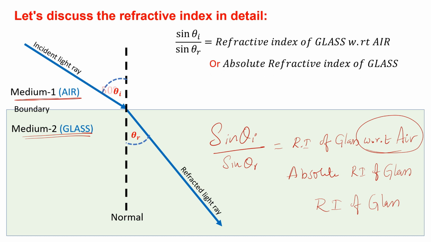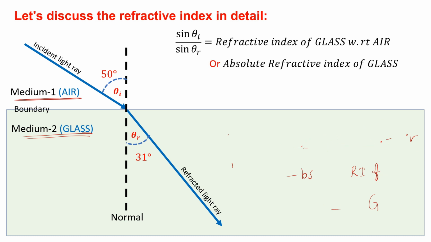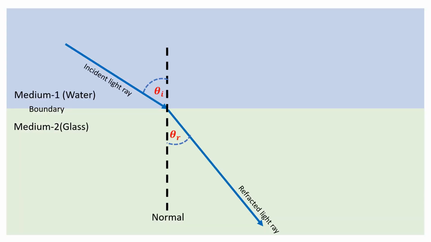Now, some numbers are given. Same angle of incidence is 50 degree. Now let's see what happens when the light ray enters into the glass. This time the angle of refraction is 31 degree. So let's calculate the ratio. That is the refractive index of the glass with respect to the air, or simply the refractive index of the glass, or absolute refractive index of the glass. So how much in this case? 1.5. What is this constant number? This is the absolute refractive index of the glass. Clear?